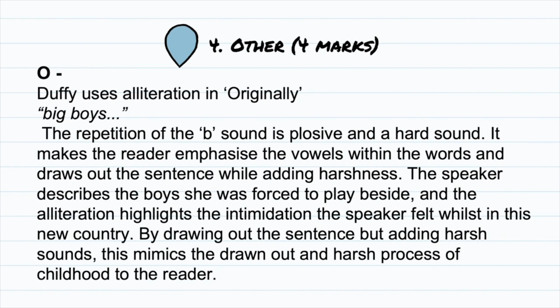Again, alliteration is important. You want to talk about if it's soft sounds or harsh sounds. We talk about the B sound being plosive. We're analysing that language and we're also linking it back to childhood again. So we get a mark, an insurance mark for the alliteration of the B, and we also get a mark for analysing and linking back correctly.